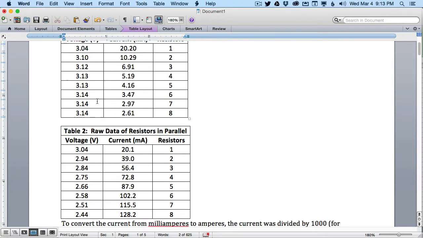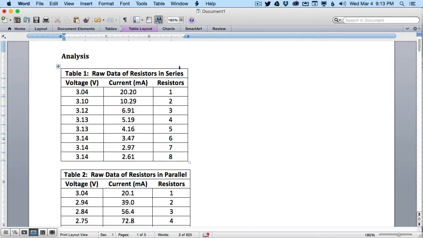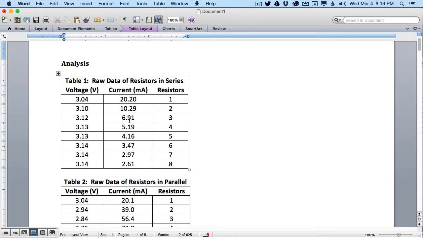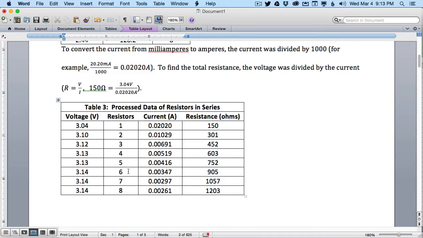In this case, I made two separate tables of raw data, one of them for series and one of them for parallel. Remember, raw data is exactly what you get from the experiment. It's nothing you've done any math on. It's just pure numbers from the experiment. Now, after the raw data, I put the process data. Of course, process means you do math on it.